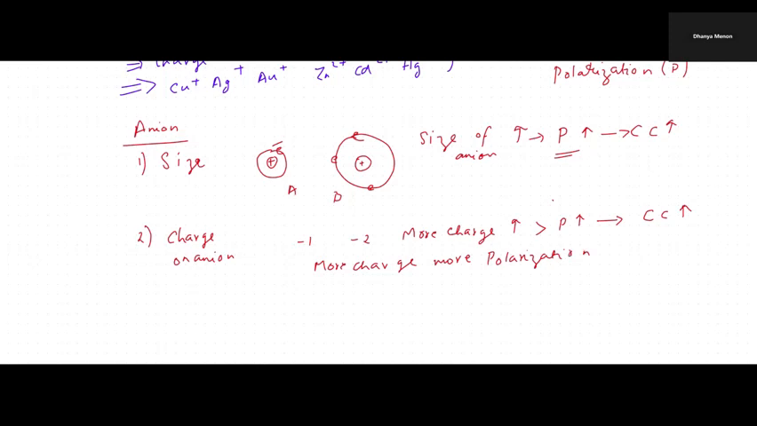So this was about the anion. For anion, larger the size, more is the polarization, more is the covalent character. And charge, more the charge, more is the polarization, more is the covalent character. Okay, I hope till here it is clear. We will be solving some questions. It will be more clear then.